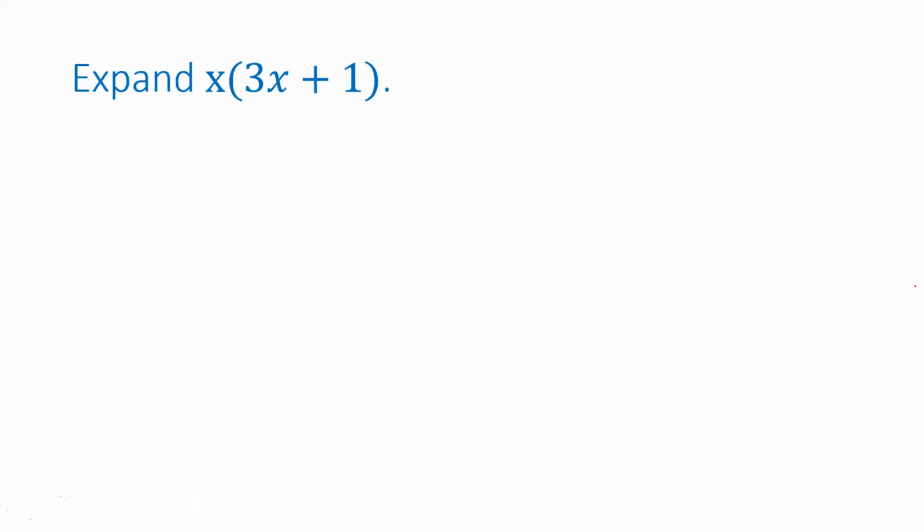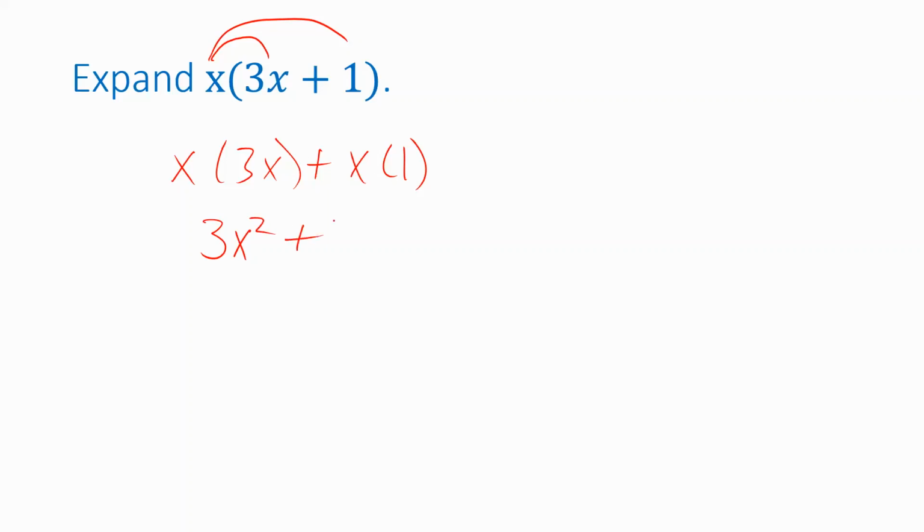You can also do distribution when you have a variable. So in this case, this x is multiplying the 3x, so x times 3x. And this x is multiplying the 1, so plus x times 1. X times 3x, well, to simplify that, we take the coefficient and leave it as it is, and we multiply the x's together. X times x is x squared. And then x times 1 is just x.